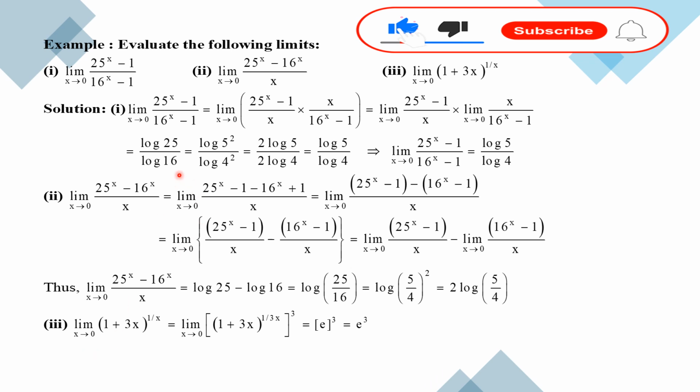By the previous slide you can see we have the formula: limit of a power x minus 1 over x is equal to ln a. So here ln 25, and here, by using the formula, ln 16. We can say 25 is 5 square and 16 is 4 square. So by using the log property, you can write the coefficient power 2: 2 log 5, 2 log 4. So 2 will cancel, and we will have log 5 over log 4. So the limit of 25 power x minus 16 power x over x is log 5 over log 4.